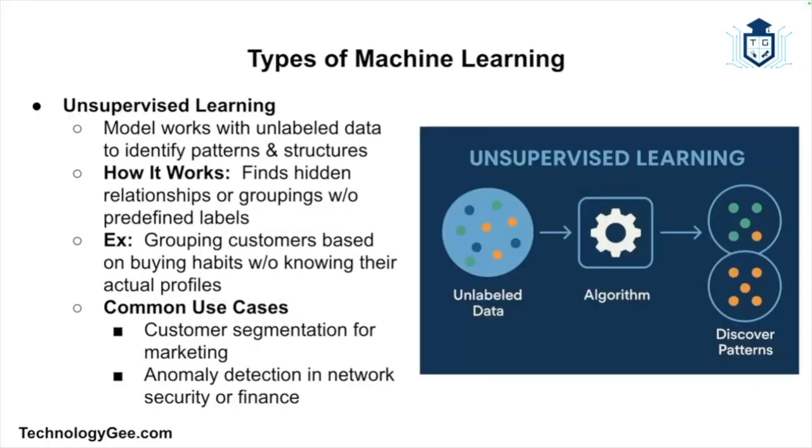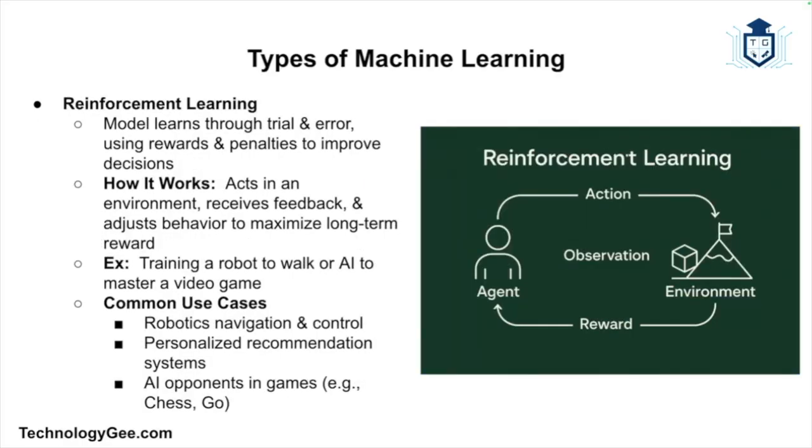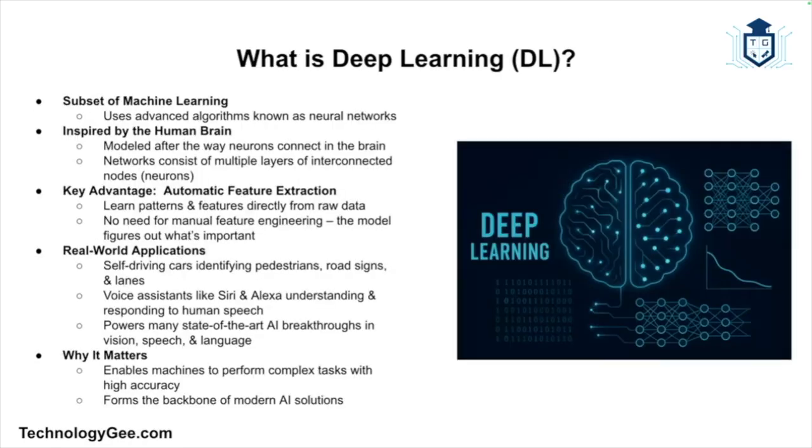The second type is called unsupervised learning, and this is when the model explores the data and finds hidden patterns without labels. An example of this could be grouping customers by purchasing behavior, and the use case could be customer segmentation or anomaly detection. And then we have what is called reinforcement learning. This is when the model learns by trial and error and gets rewarded or penalized. An example could be teaching a robot to walk or training AI to play video games. And use cases for this would be obviously in robotics, recommendation systems, and game playing AIs. So now that we got that out of the way, where exactly does deep learning fit into all of this?